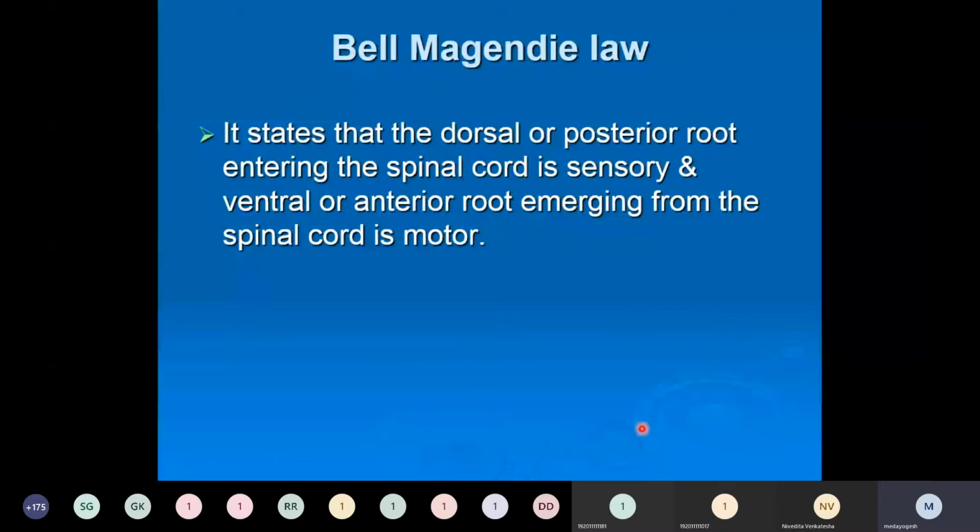You have a very important law here called the Bell-Magendie law. This is also a very favorite question among the examiners, especially in your viva. It can come for 2 marks also. So what does this law state? It states that the dorsal or posterior root entering the spinal cord is sensory, and the ventral or anterior root.